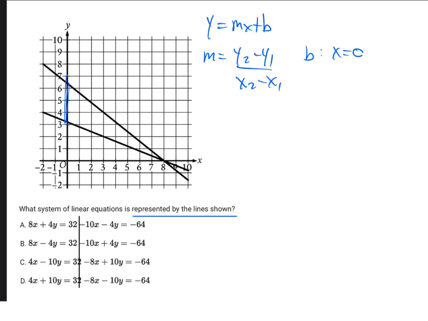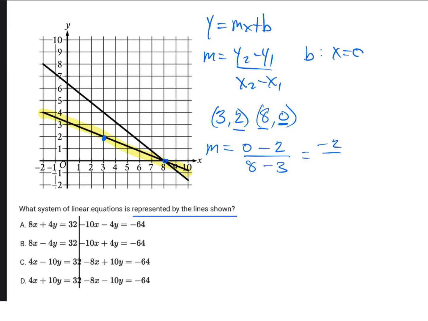So let's start by getting the equation of one of these lines. Let's just pick this line on the bottom here, just for now. And so let's start with the slope. Let's pick 2 points that we know the values for, like this one. So you know that this is 3, the x, and 2, the y. And you know that this one is 8, the x-coordinate, and 0, the y-coordinate. And so the slope is equal to y2, which is 0, minus y1, which is 2, over x2, 8, minus x1, 3. So you have negative 2/5.